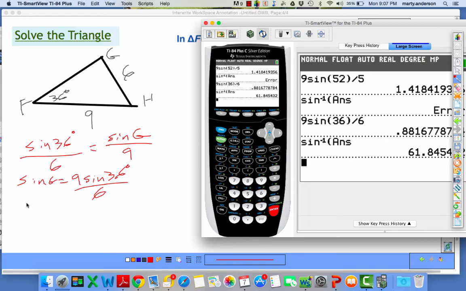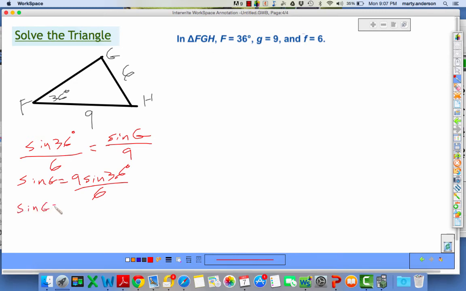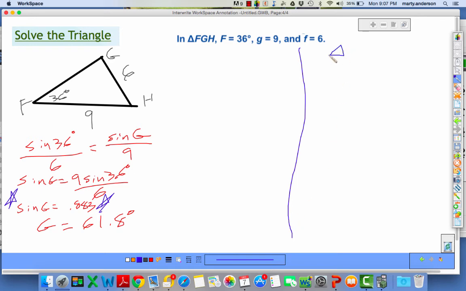So I got, let's go with 61.8. Sine of G was 0.883 something. I did the inverse, and G equals 61.8 degrees. This is where we check now. This is the big thing right here. Because I need to come over here and say possible triangle 2. Triangle 2. Possibility.